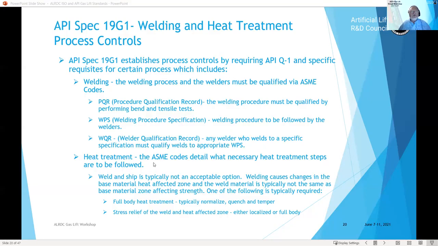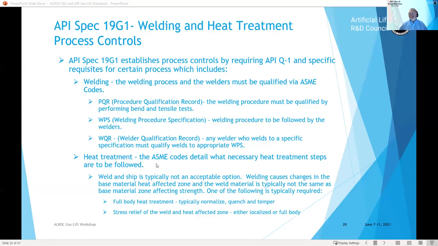As part of this welding qualification, the key is the heat treatment. So the ASME code details what's necessary for heat treatment steps that are to be followed. When a weld is laid in, the base material adjacent to the weld raises above critical temperatures that affect the properties of the microstructure. Without the subsequent heat treat, the microstructure in what's referred to as the heat affected zone and in the weld material can become problematic in terms of its strength of material and its corrosion resistance.